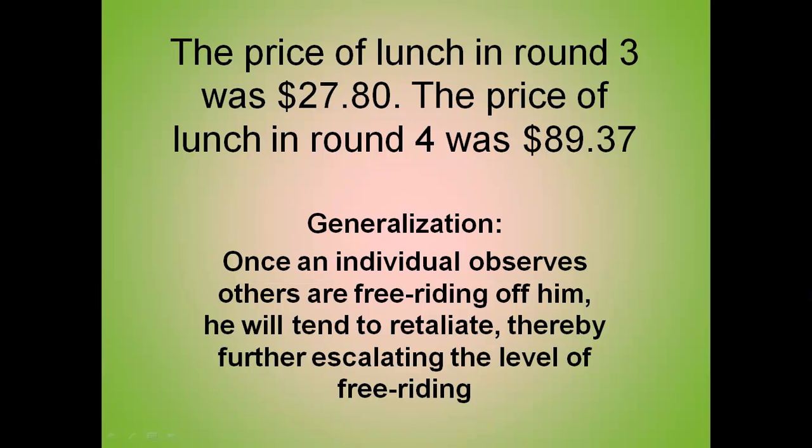Then I ask why the average price of a meal in round 4 was higher than it was in round 3. They were, after all, both college lunches. Someone will say they felt ripped off in round 3. They ate $10 worth of food and had to pay $28 for it. By round 4, many students realize they need to order a lot of food to get their money's worth.